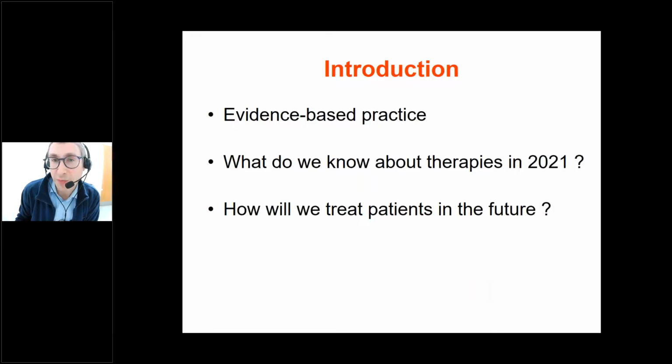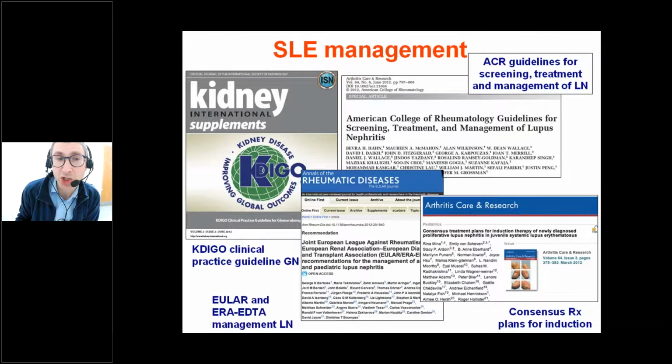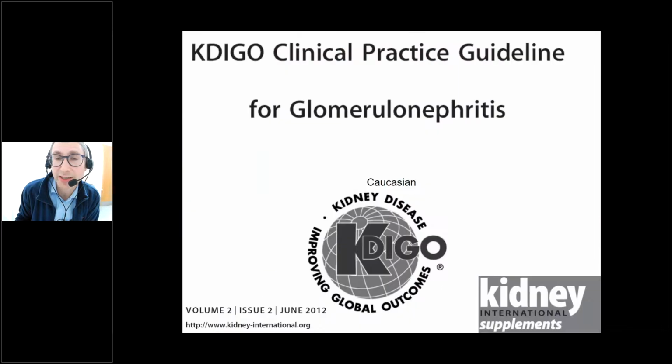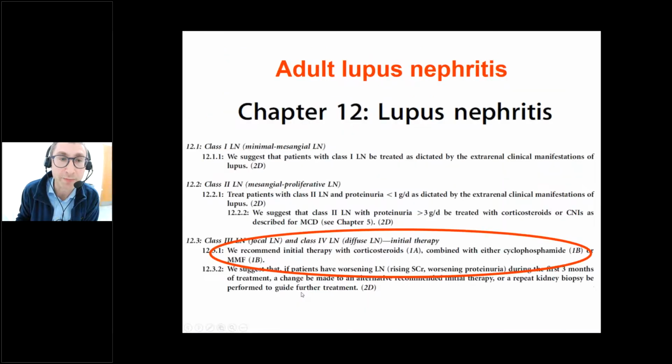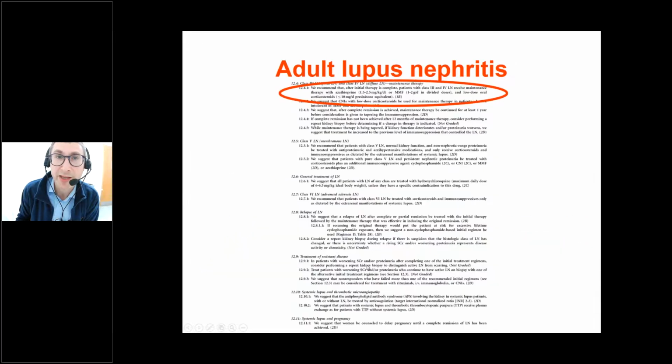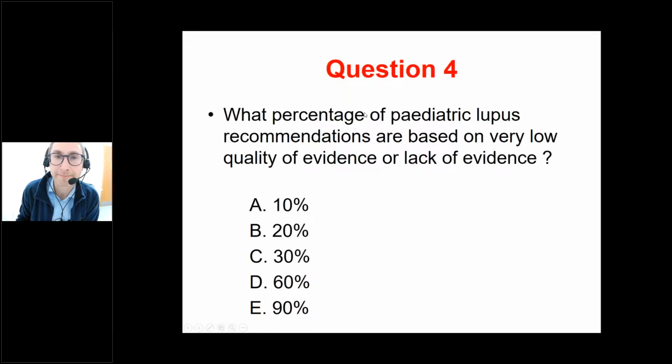So what is evidence-based practice? What do we know? Well, there's much in the literature: KDIGO, and we've got the EULAR, ERA, EDTA, various consensus statements, the ACR. In KDIGO, interestingly, if you remember, a level 1 is where you recommend, because most people in your situation would want that treatment. And we have supporting evidence where A is high to D very low. And you can see here that in the adult KDIGO guidelines we recommend initial therapy with corticosteroids in combination with either cyclophosphamide or MMF, and after initial therapy, patients receiving azathioprine or MMF.